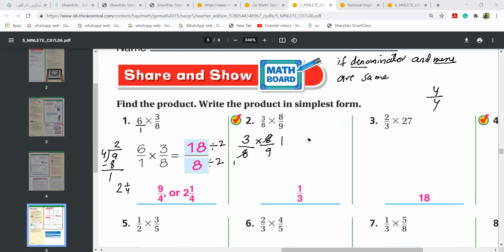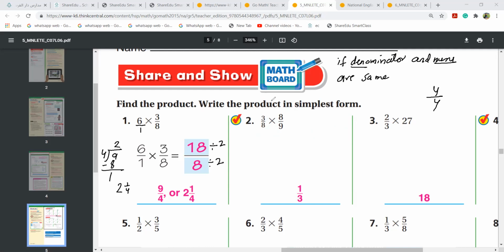Similarly, if you get even 8 and 8 here, but it is times. When it is times, that means you can cancel them. 1s and 8 times 1. Understood now or no? Not yet. Okay, okay. We go with another one.